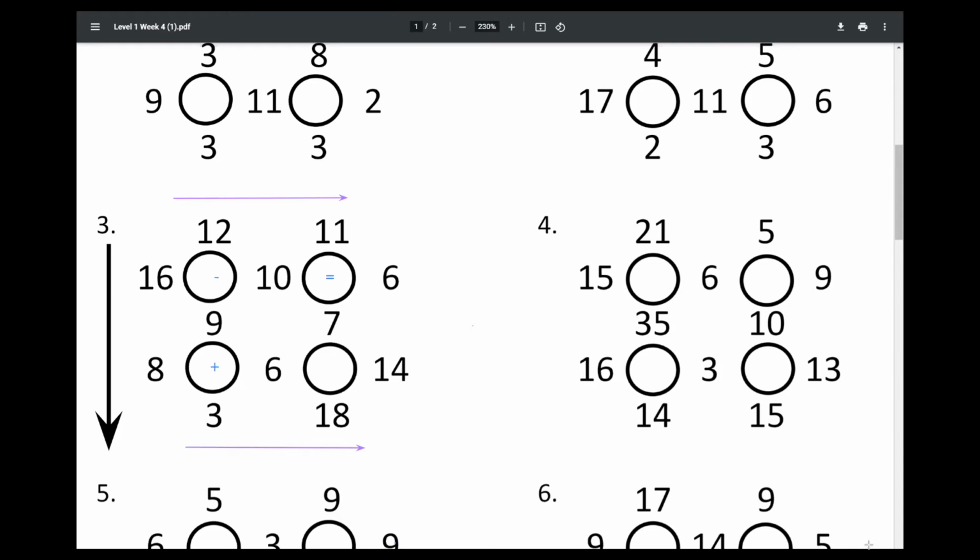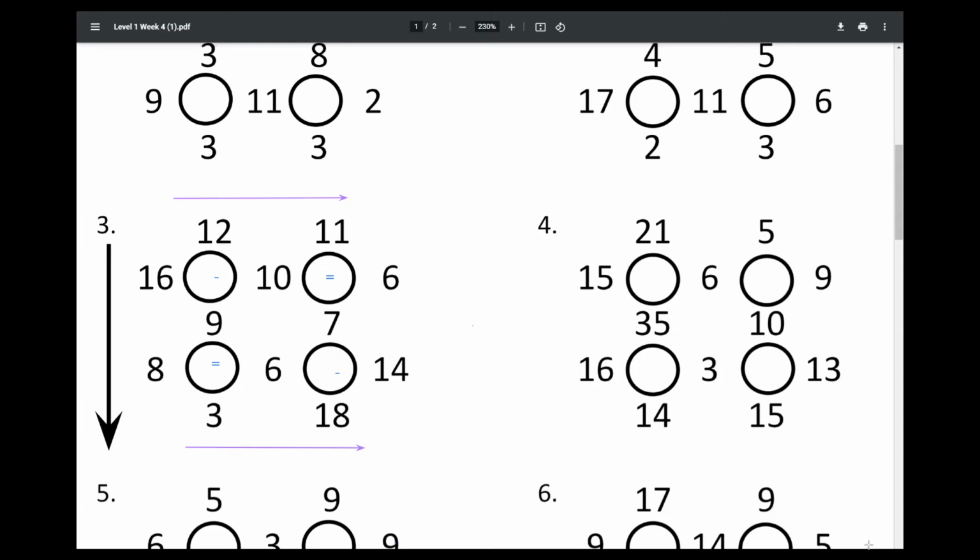There's a hand raised. Do you have any suggestions? Yes, you can say 12 minus 9 equals 3. All right, that sounds good. So we put an equal here. What should we put in this last blank? A minus sign? Does everybody agree with that? Thumbs up. All right.